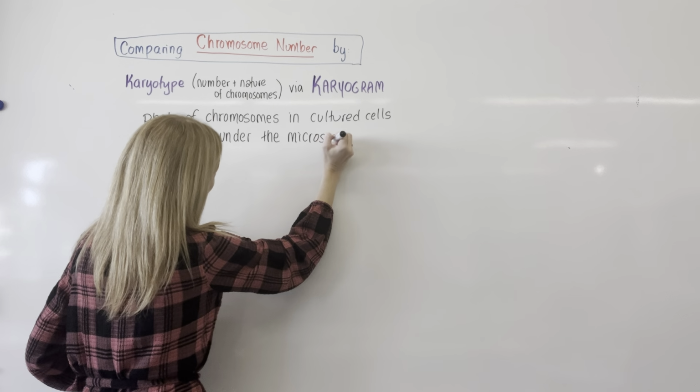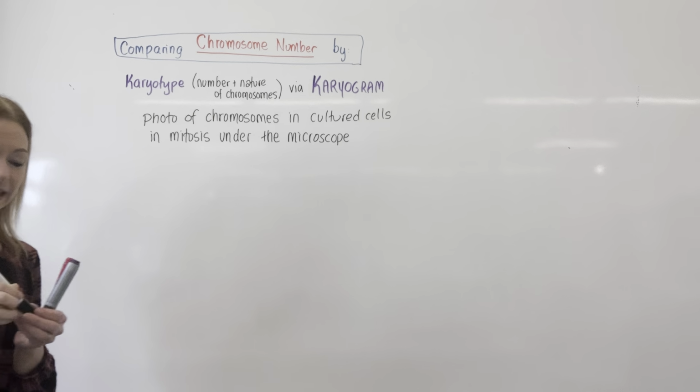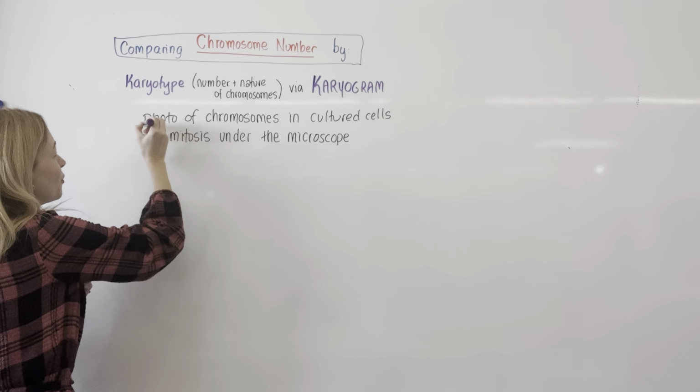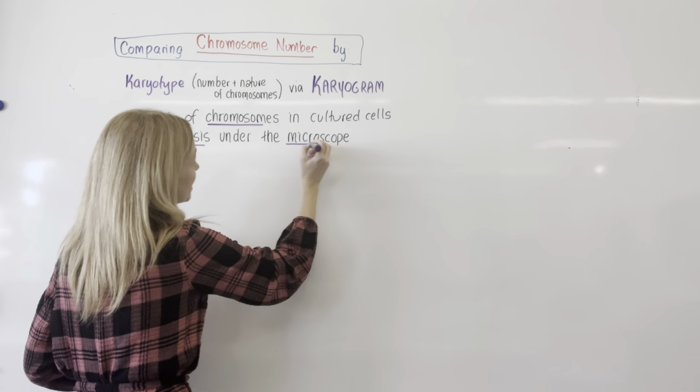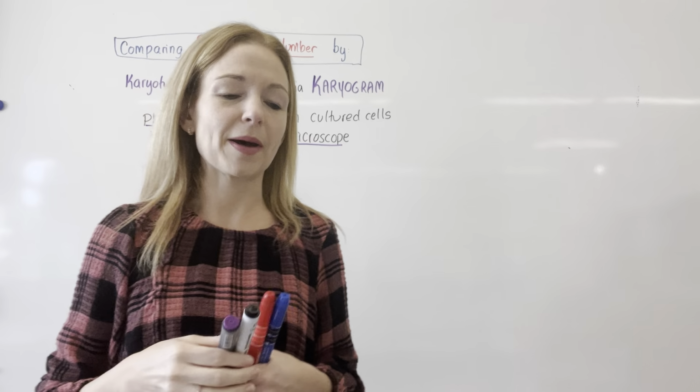So those are your key points when we look at what a karyogram is. It's a photo, it has to have visible chromosomes, therefore it has to be in mitosis, and it's generated from looking at them under the microscope.